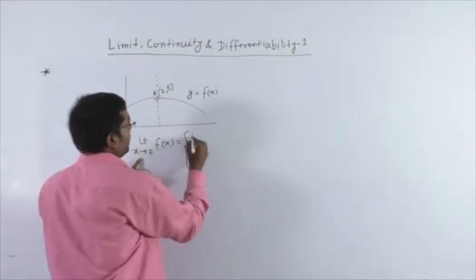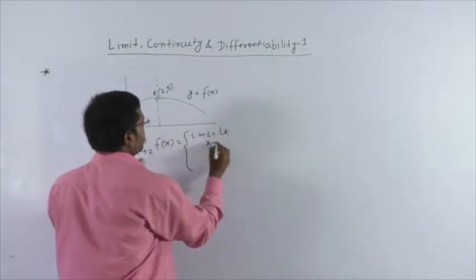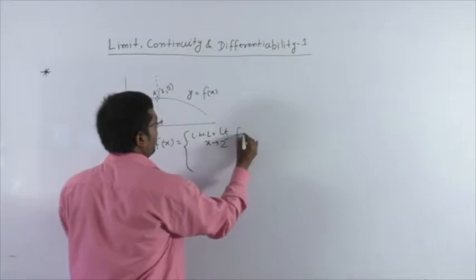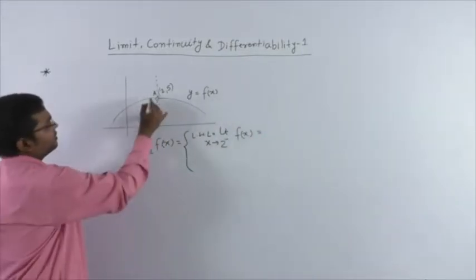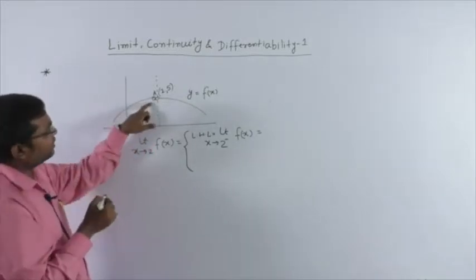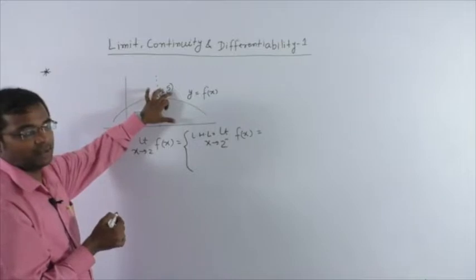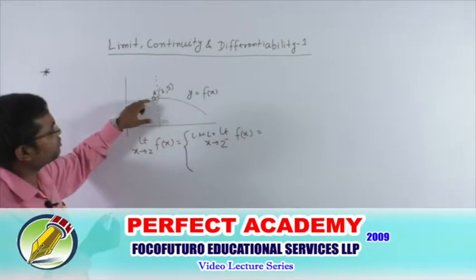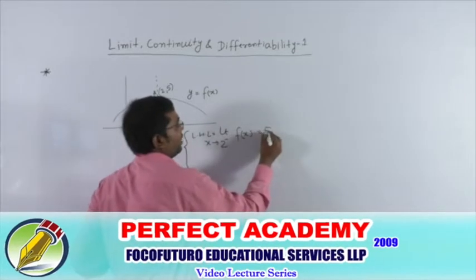Now see, the left hand limit we can write as limit x tends to 2 minus of f(x). When we are just left of 2, the value of the function, this height, will be 5 only, right? Because the difference is very small, so this height will differ very little, so we can say this value is 5.